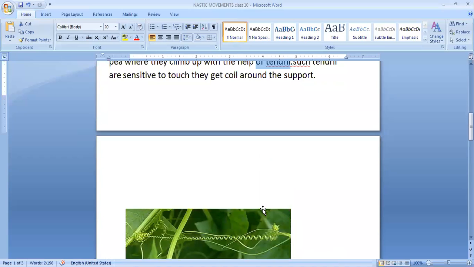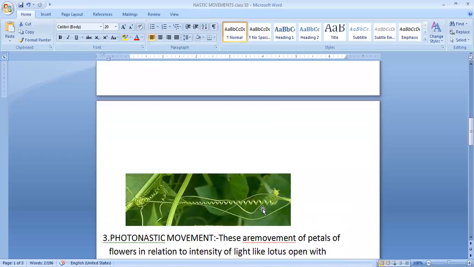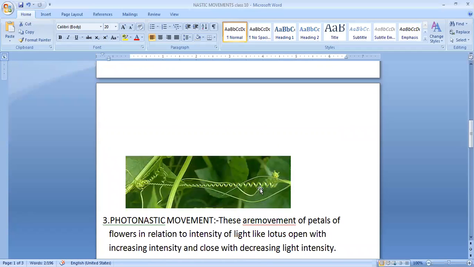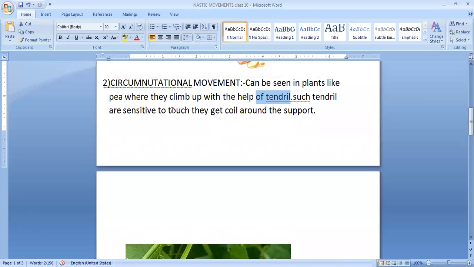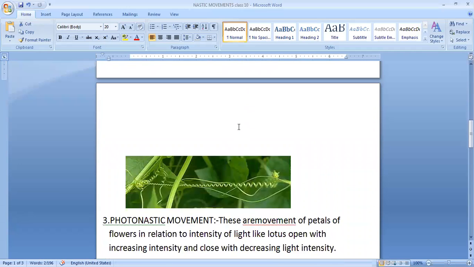As the tendril senses a support, if they see a pole there, or some plant standing over there, the tendril coils up around that support. So again, there is a sensation of touch, and this type of movement is called circumnutational movement.